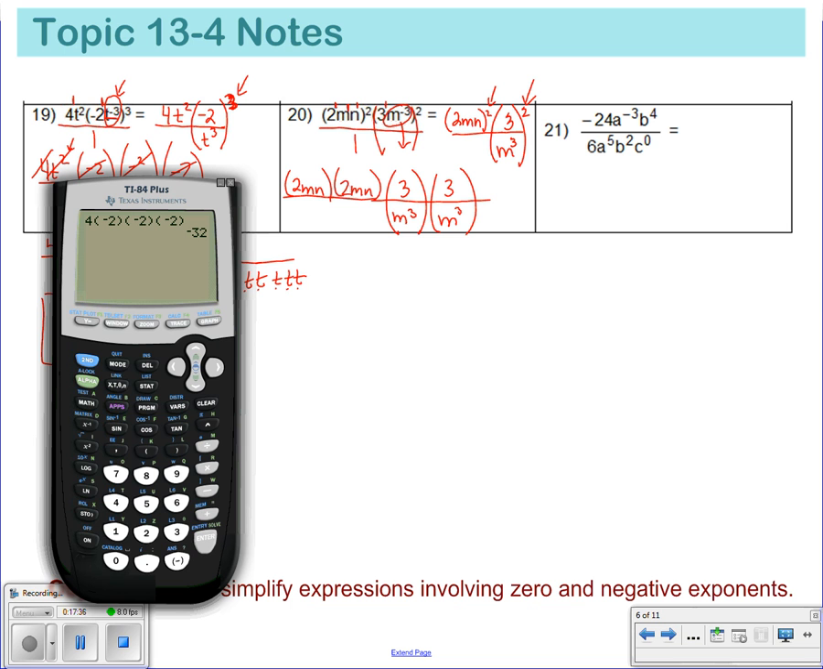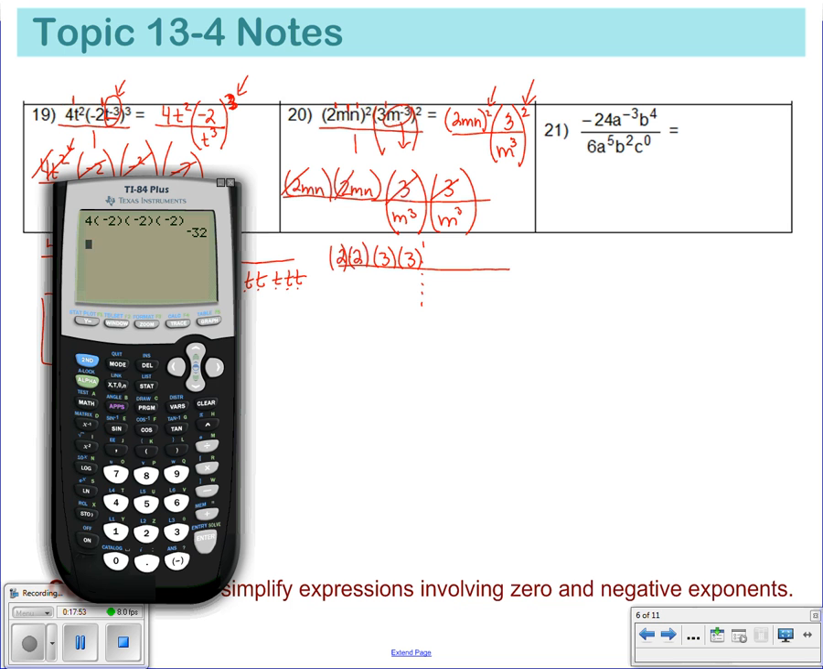Now let's rewrite it. So our numbers come first. We have 2 on top from the first parenthesis times 2 from the second parenthesis. Go ahead and put in parentheses. Times the 3 from the parenthesis and another 3.